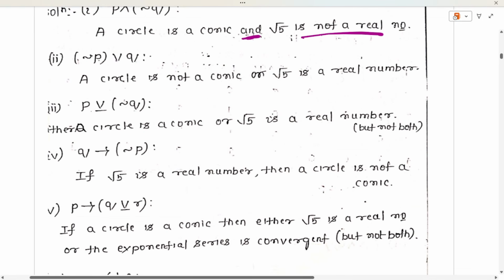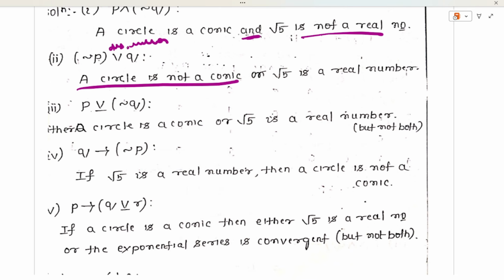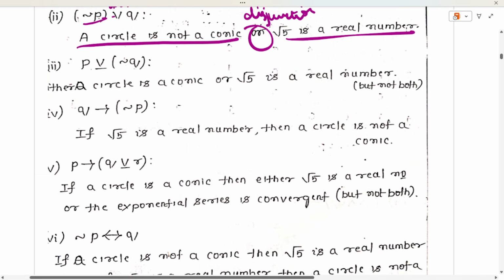Next is negation p or q. Okay, this is disjunction. You have to note all this down as you go. A circle is not a conic, because they have given conic, you are making a negation of p, and root 5 is a real number, and you are adding or, that is disjunction.